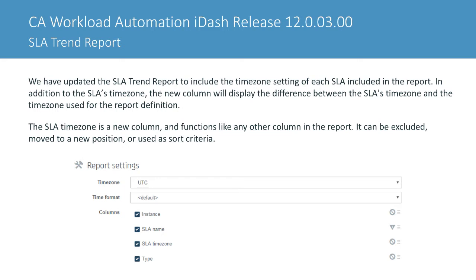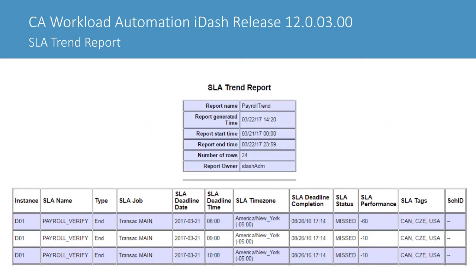The SLA time zone column functions in the same way as any other column in an iDash report. It may be excluded, moved to a different position, or used as a sort criteria. In this example, we have downloaded the report from the previous example. The SLA at the top of the report is defined on the America, New York time zone, which is 5 hours behind the UTC time zone from the report definition.